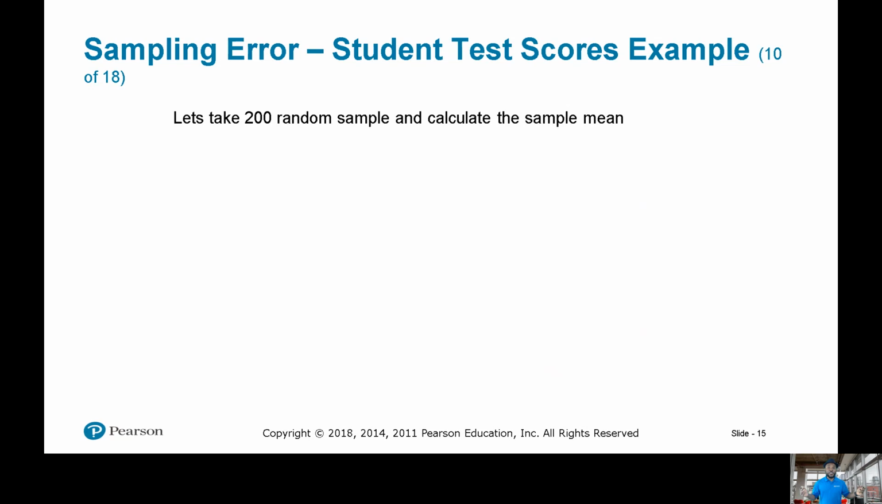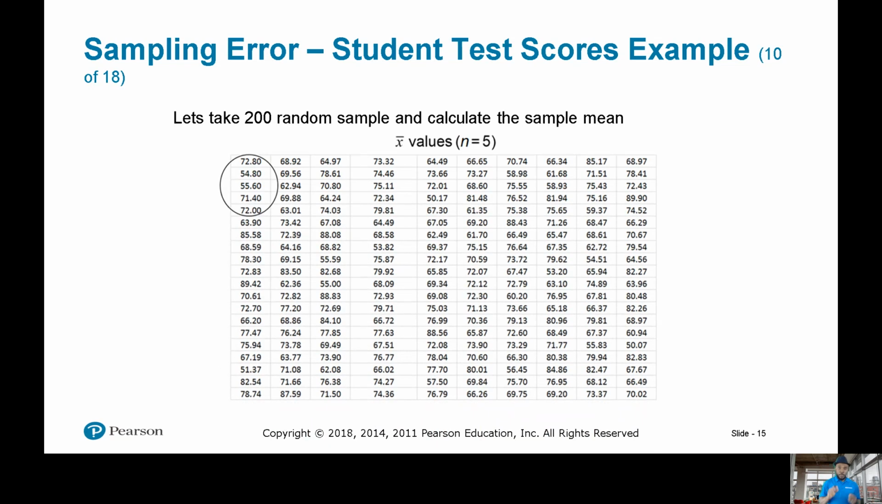Let's take 200 random samples and calculate the sample mean. So think about this as a simulation. So we are running a simulation. Now we're taking 200 random samples and we calculate the sample mean of each. And again, our sample size n is equal to 5. Looking at just the first 5, you can see that fluctuation as we noted earlier. And if you eyeball the other values, you can see that fluctuation. It's not always very close to the population mean.